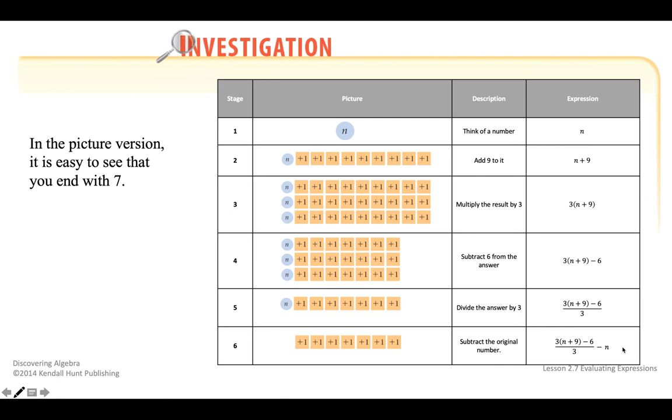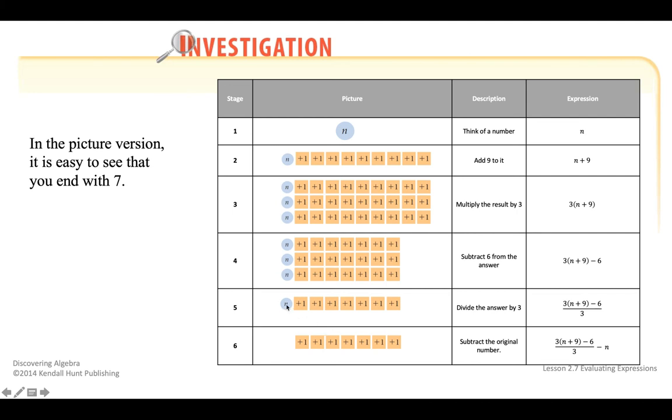Okay. So here is a picture version, and I want you to see this because when you're going to do one, you're going to have to pick apart the picture and go in reverse. But here is our part that says think of a number. So instead of just thinking of a number, we're going to say that's n. Okay, and then we add 9 to it. That's what all these ones here are for. Multiply the result by 3. You can see that this line is repeated 3 times. Okay, and then we subtract 6, and there are 6 ones missing from here. Okay, divide the answer by 3. Instead of taking 3 groups of it, now we only have 1 group.